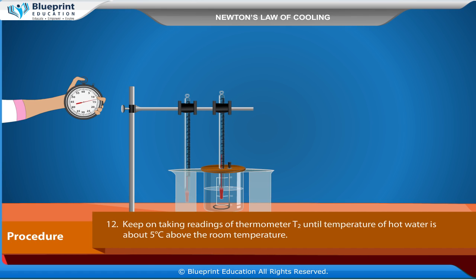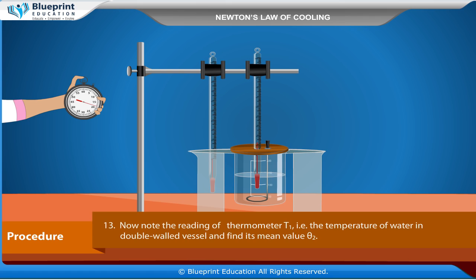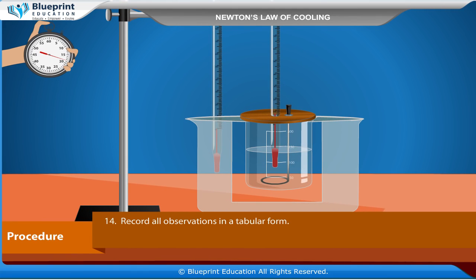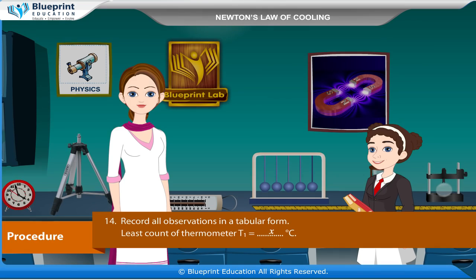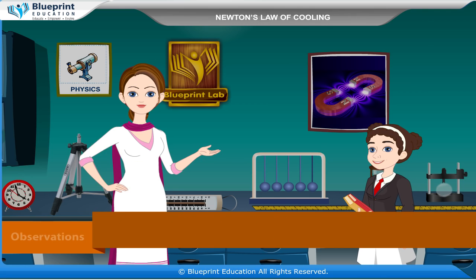Keep on taking readings of thermometer T2 until temperature of hot water is about 5 degrees Celsius above the room temperature. Now, note the reading of thermometer T1, that is, the temperature of water in double-walled vessel, and find its mean value, θ2. Record all observations in a tabular form. Least count of thermometer T1 is equal to x degrees Celsius. Least count of thermometer T2 is equal to x degrees Celsius. Least count of stopwatch is equal to x seconds.